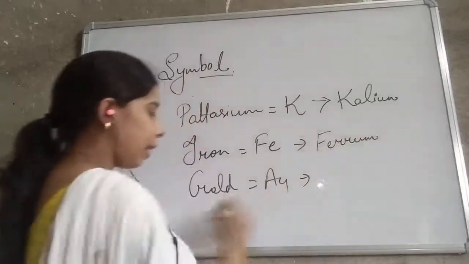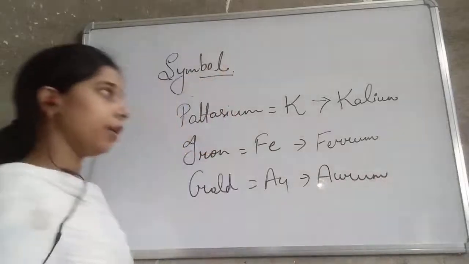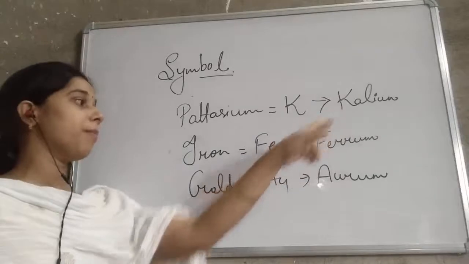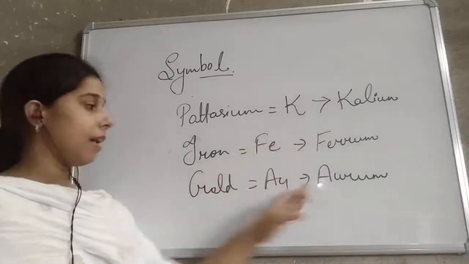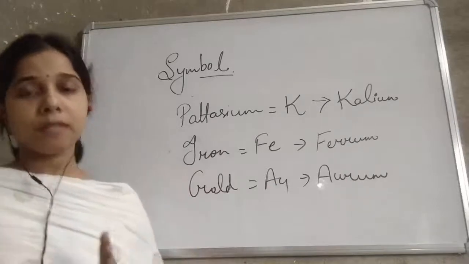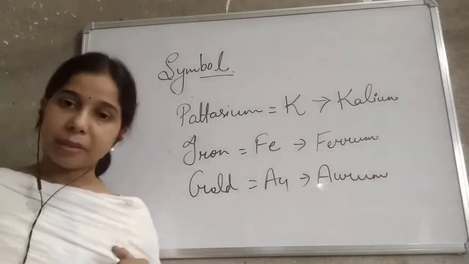And the Latin name of gold is Aurum. So you have seen here that we have taken the first letter, that is K, of the Latin name of potassium, Fe of iron, and Au of gold. So there are four processes by which we can make the symbol of the different elements.